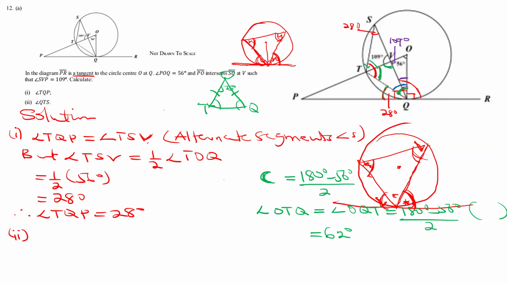Then if I know this angle, I can consider the triangle here. Let me use the triangle VOQ. If I consider the triangle VOQ, then I know the small angle. The small angle here, which is this one, will be 180 minus 56 minus 109. That will give me the small angle here. Is that clear? Yes, please. I hope you are with me.